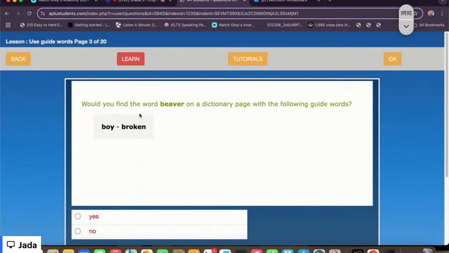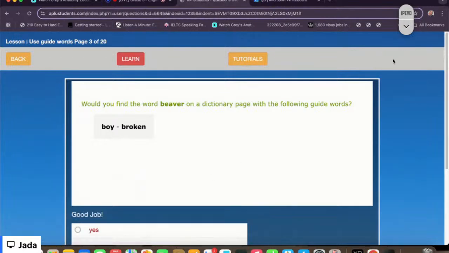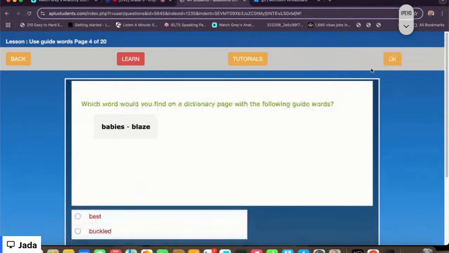So we have beaver, boy and broken. We cannot find be in between O up until R. So E comes before O. So this is no. Okay. So we have the next one. Which word would you find on a dictionary page with the following guide words? We have babies and we have blaze. Which of these words can we find in between babies up until blaze?